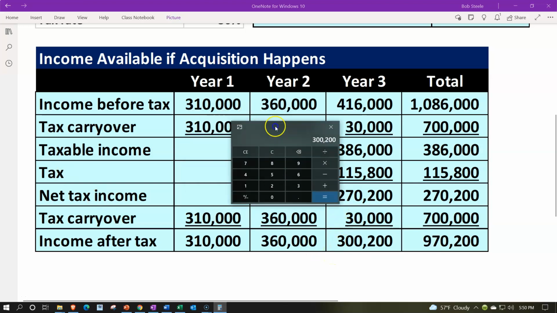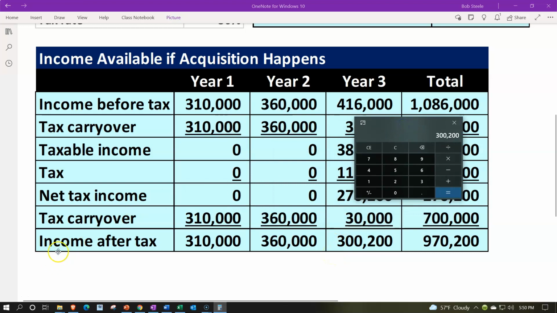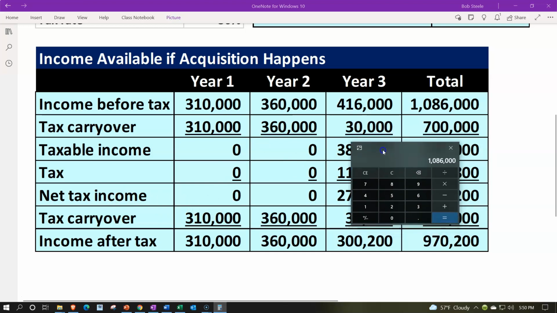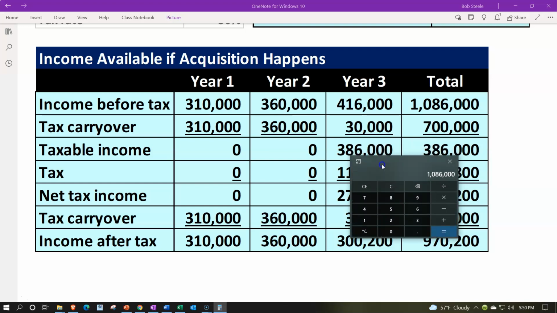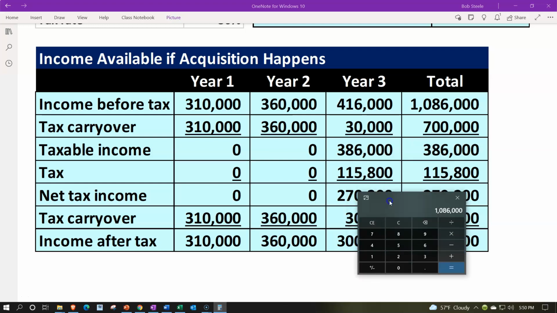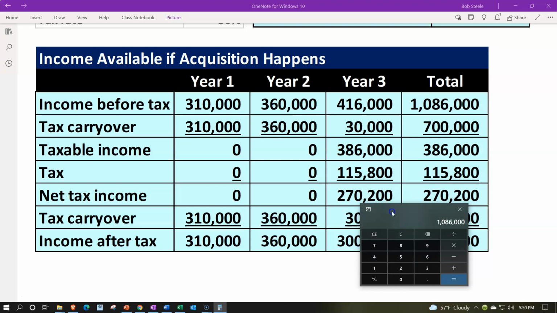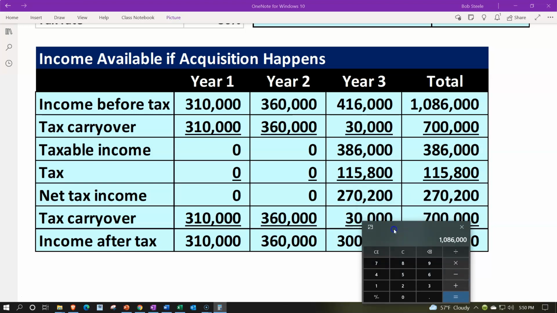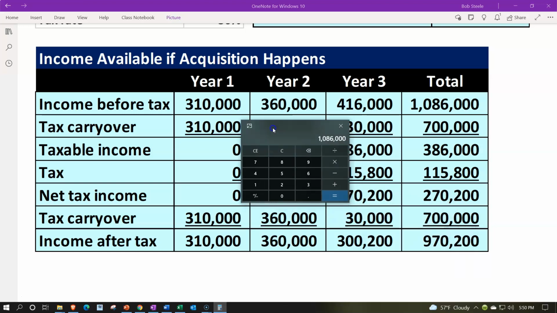And then we got our totals over here, which are just adding up the taxable income over the 3 years, which was the 310,000 plus the 360,000 plus the 416,000, 1,086,000. Adding up the tax carryover adds up to that 700,000, showing that we did indeed consume the 700,000 loss. We got the taxable income at the 386, the tax at the 115,800, the net tax income at the 270,200, and then the carryover once again at that 700,000.